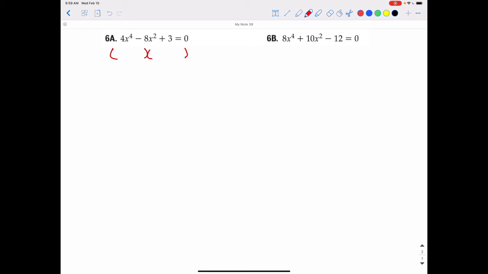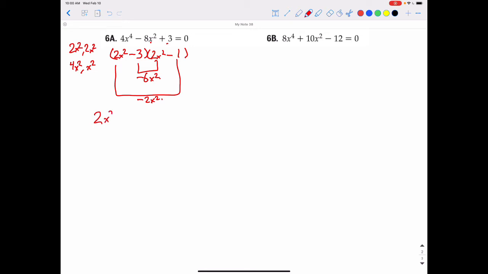So we're just ready for a binomial pair. I could split up 4x to the fourth in two different ways. It could be 2x squared and 2x squared, or it could be 4x squared and 1x squared. Let's try 2x squared and 2x squared. And factors of positive 3 that add up to negative 8, since I'm trying to multiply to be a positive number but add to be a negative, I need two negatives. And if we do negative 3 and negative 1, that would give me inside terms of negative 6x squared and outsides of negative 2x squared, and that does add up to negative 8x squared. So we do have it factored correctly.